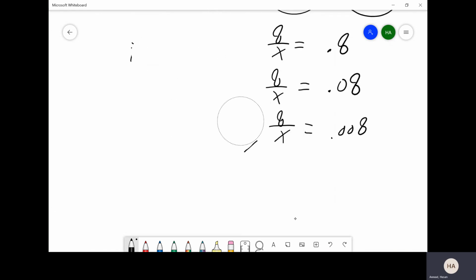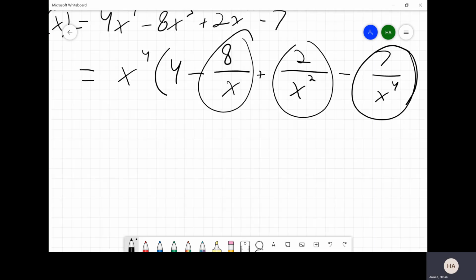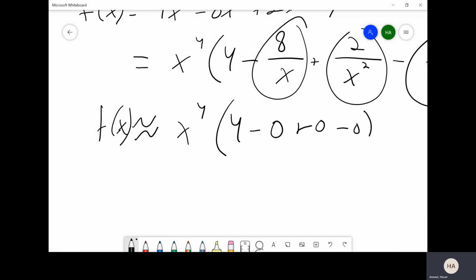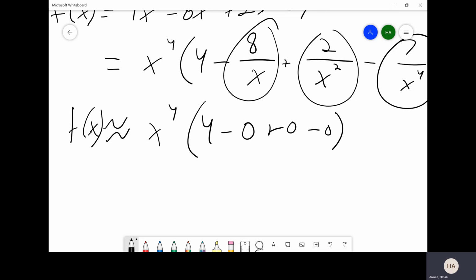So let me just erase this work real quick. What this tells us then is that as x grows really large, I'm just going to put an approximate symbol. f of x is approximately x to the fourth times 4 minus 0 plus 0 minus 0, right? Every single one of these fractions tends to 0 as x gets very large. So we just have this 4. And then when we distribute that x to the fourth back, again, f of x is approximately just 4x to the fourth.